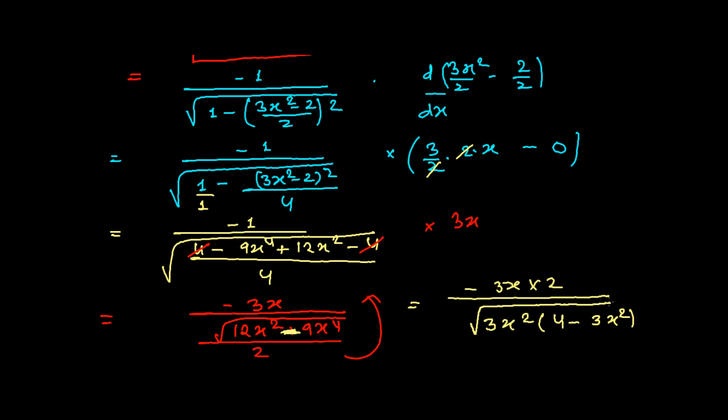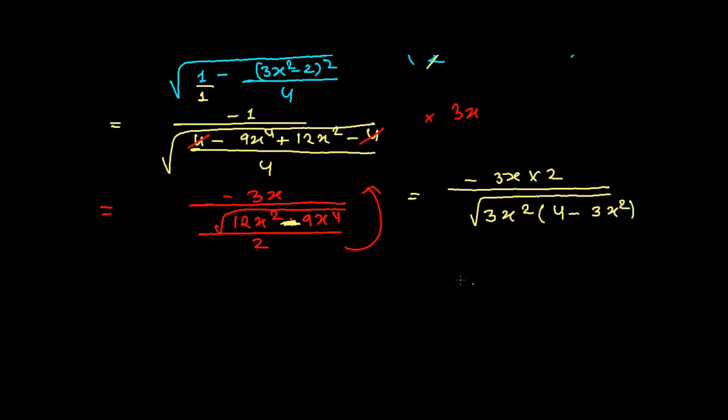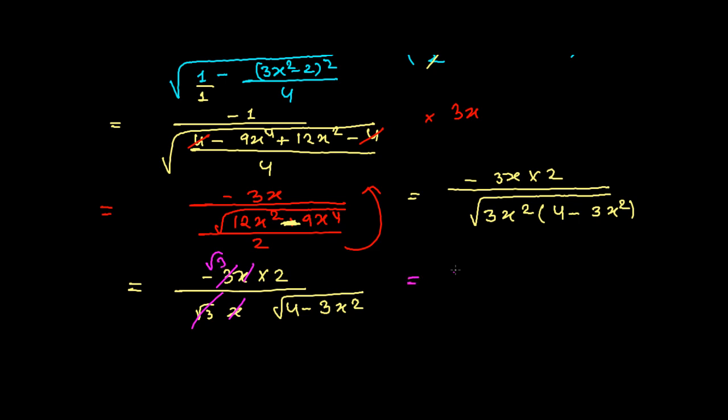Alright, let's keep it in bracket, inside the root, and now further if we solve, then we'll get minus 3x times 2, and now see, it is 3, right? And it is x square, so what I can say, that root 3x came outside, and I will be left with 4 minus 3x square inside the root. So now we can cancel something, this x and x we can cancel, and we can cancel this root 3 with root 3, so we'll be left with minus 2 root 3 divided by 4 minus 3x squared.